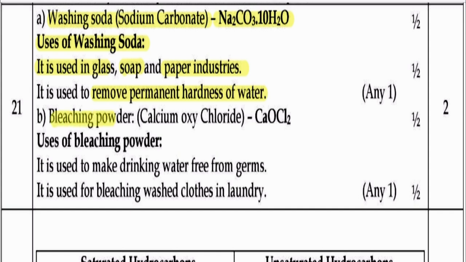Next, bleaching powder, calcium oxychloride, CaOCl2. Uses of bleaching powder are: it is used to make drinking water free from germs and for bleaching washed clothes in laundry.